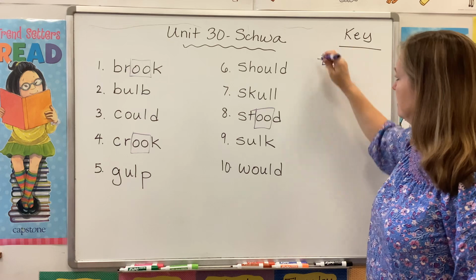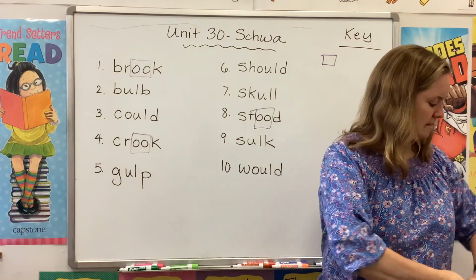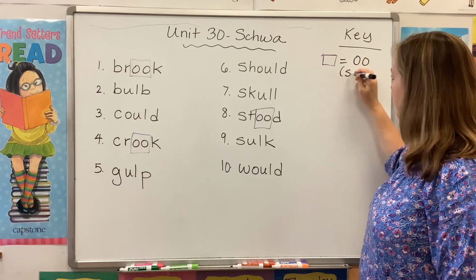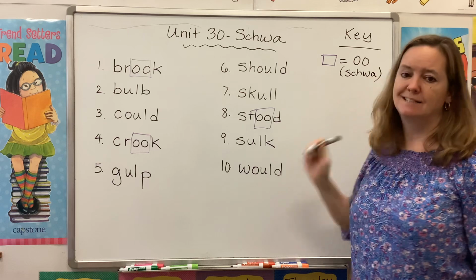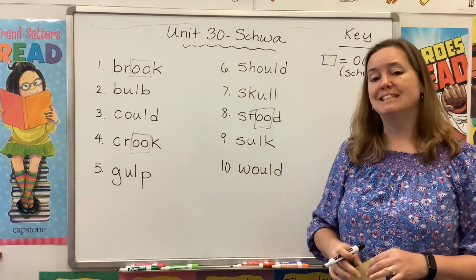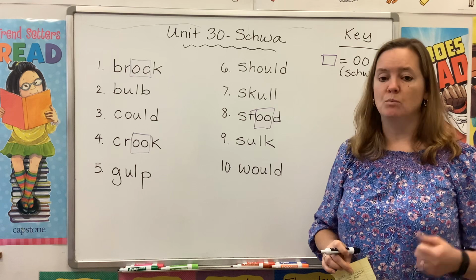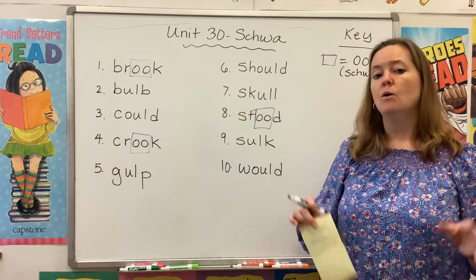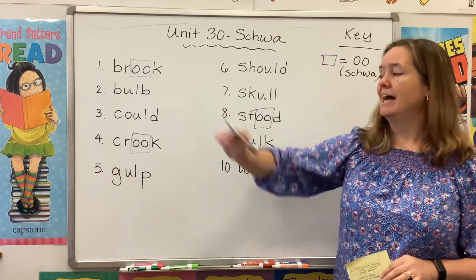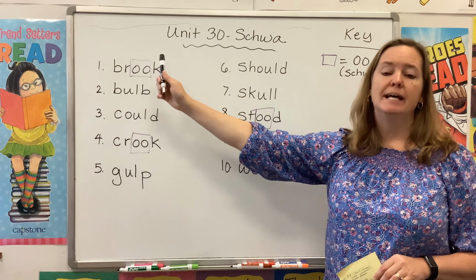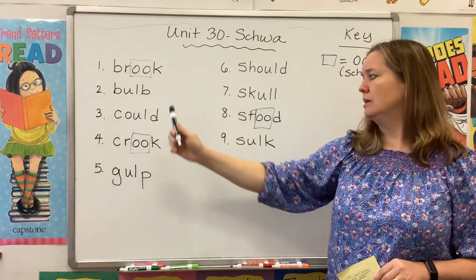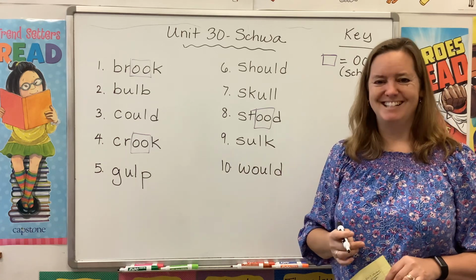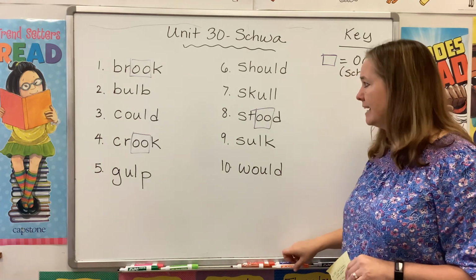So over here, purple box equals OO, and that's going to make a schwa sound. OO can be tricky because it can also make a long U sound in words like moon and food, but we're not going to worry about that today, okay? When we do our activities in this unit, every time we see OO, it's going to be pronounced like brook, crook, stood, cook, look, foot, hood. You get the idea.